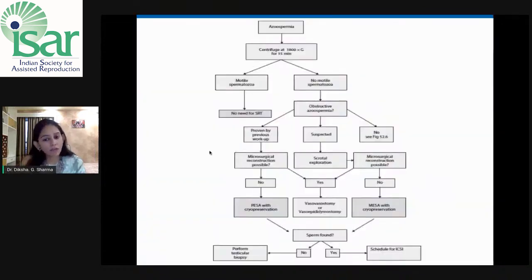In cases of obstructive azoospermia, if you're suspecting, and going back to the flowchart, a normal volume, a normal testicular size, normal hormones, you want to differentiate. Then once you do the testicular biopsy, make sure that you have the facilities for a scrotal exploration. If on biopsy you suspect obstructive, go for a scrotal exploration. If microsurgical reconstruction is possible, then go for the surgical correction of obstructive azoospermia. If not, then go for a sperm retrieval. If the sperms are retrieved, then cryopreserve the sperm and use for ICSI.